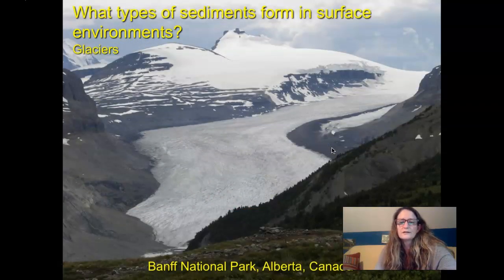Glaciers create fine-grained sediment. We call that glacial flour. So these glaciers look dirty because they've crushed up rocks, and they're old, and so old crushed up rocks are within that glacial sediment.